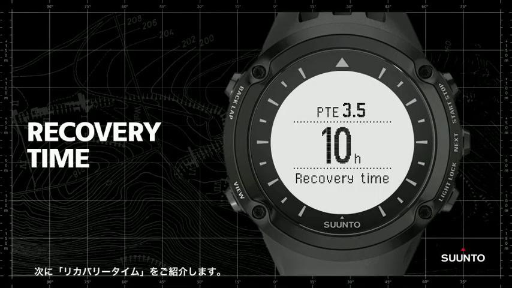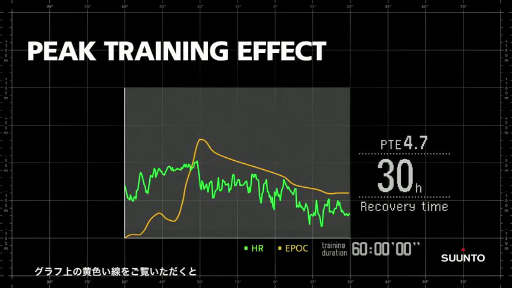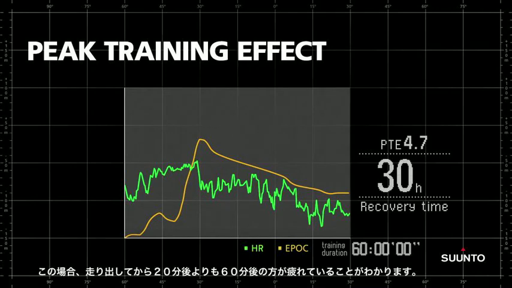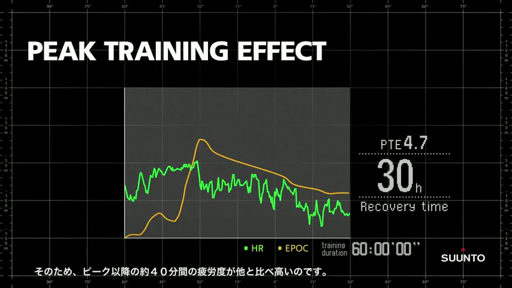Now let's look at the second advanced training parameter offered by Suunto Ambit, recovery time. Even though in this example, the peak training effect was reached after 20 minutes, you can bet that the runner felt more tired at 60 minutes than at 20. So those last 40 minutes make you more tired, but they also dramatically improve your endurance, so you can tolerate longer, harder sessions in the future.